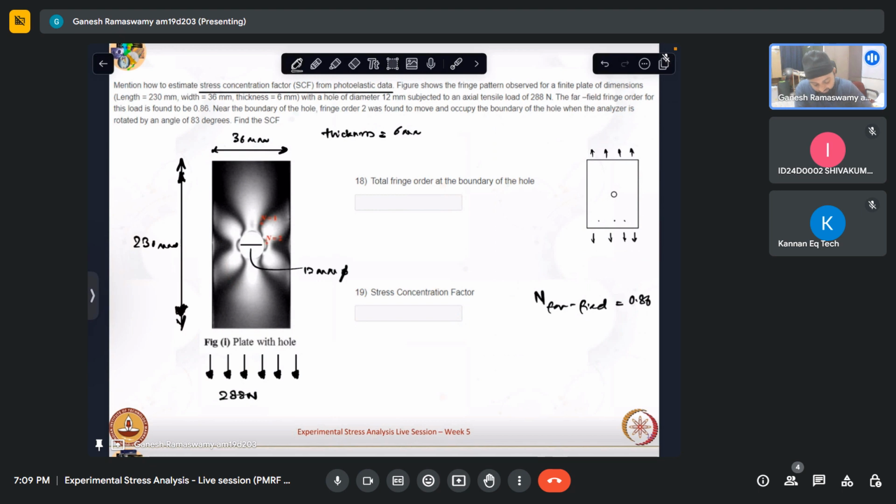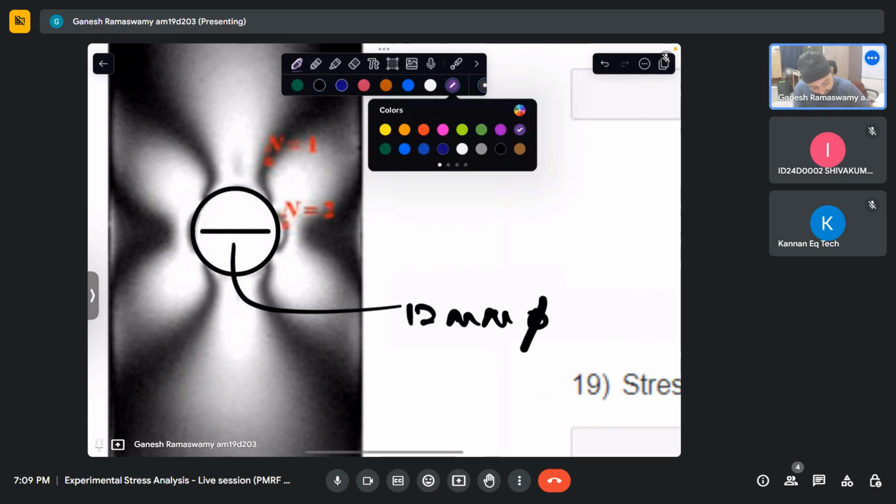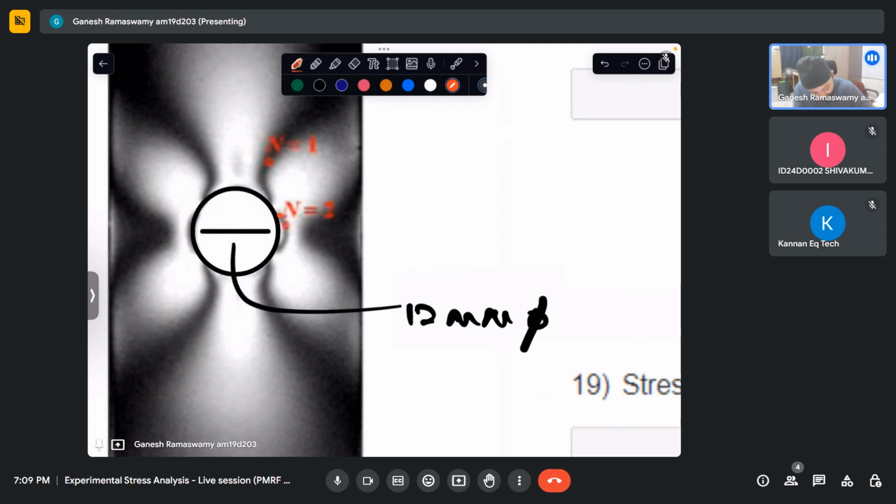Okay. Near the boundary of the hole, fringe order 2 was found. This is the hole. It's not very high definition, so let me just draw it once again. So this is the hole, and we have a fringe like that. One fringe is like this, one fringe is like this, then another fringe goes like that. Same thing on the bottom also. So this is how the fringes look.